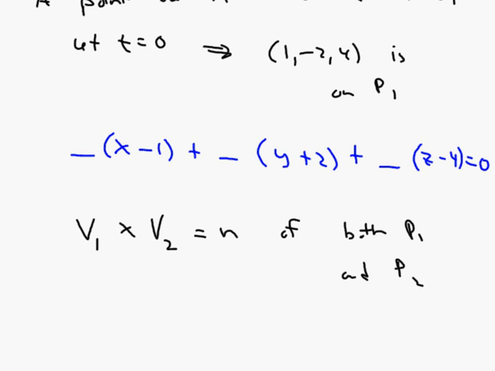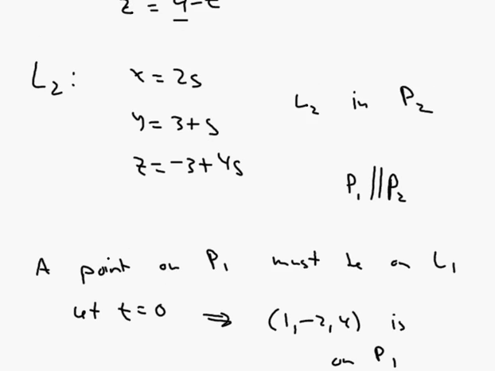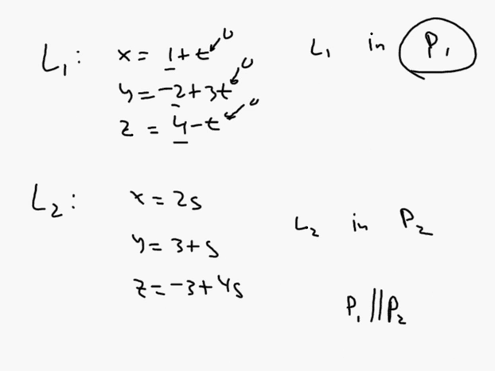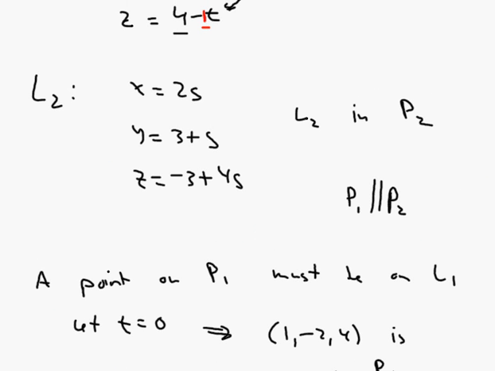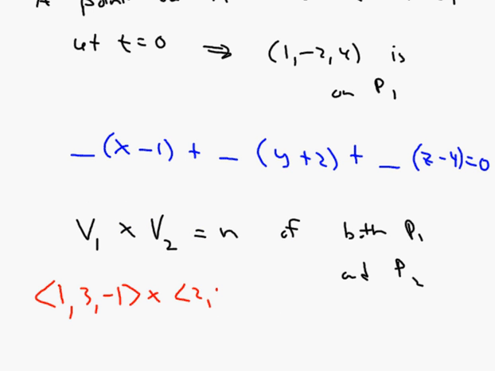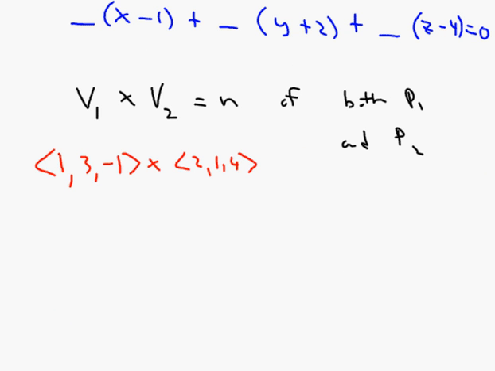We actually know vector V1. Vector V1 is right here. It's 1, 3, and there's that negative 1 there. So V1 is (1, 3, negative 1). Cross. And if we go look at the other equation of the line, here's the other direction vector. 2, there's a 1 in front of that s, and then a 4. So (2, 1, 4).